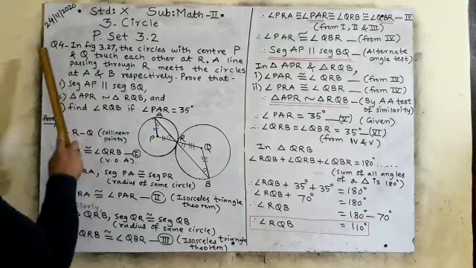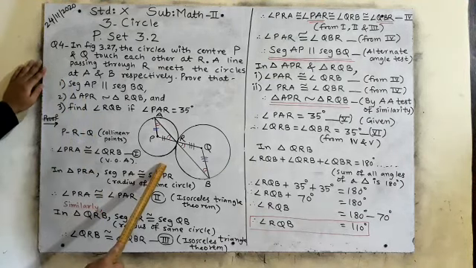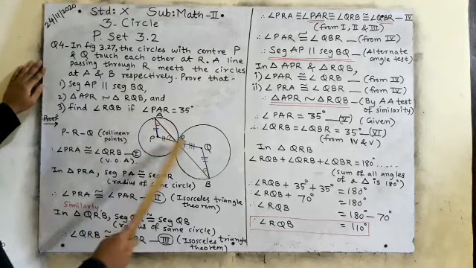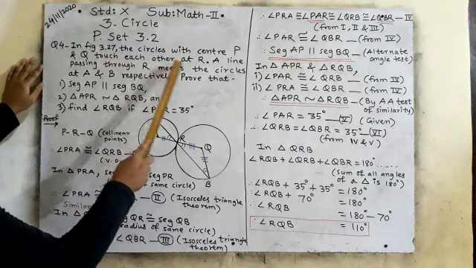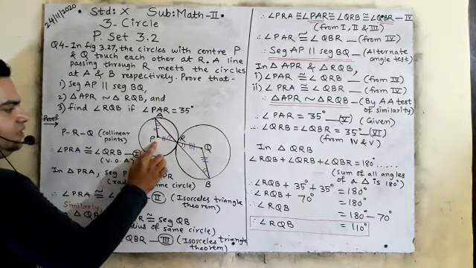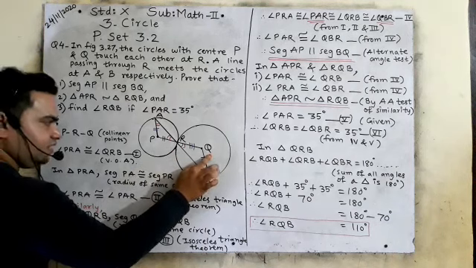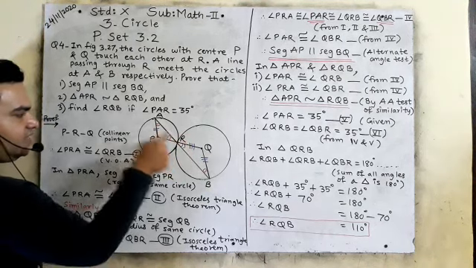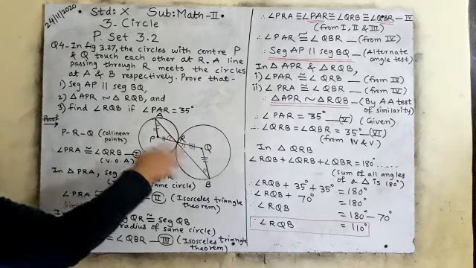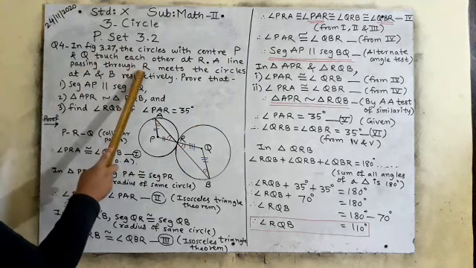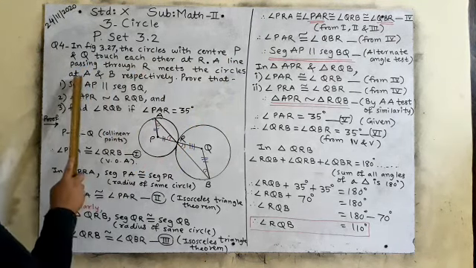See here, question number 4. In figure 3.27, the circles with centers P and Q touch each other at R. Can you see here? This circle has center P, this circle has center Q. They touch each other at the point of contact. Here R is the point of contact of these two circles. Is it clear? A line passing through R meets the circles at A and B.